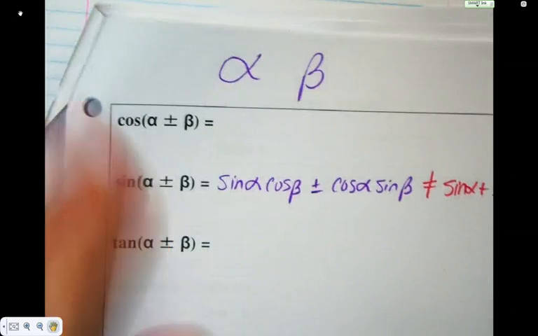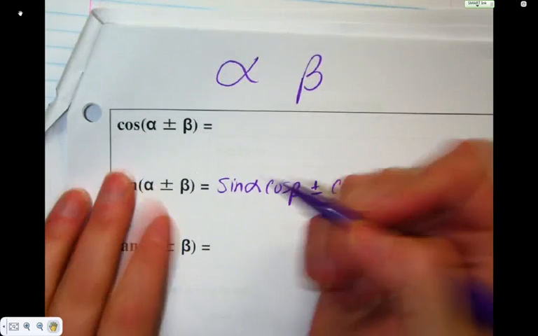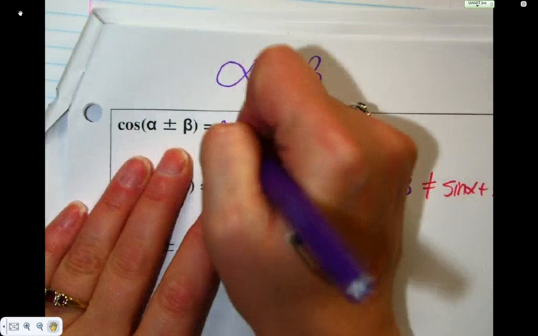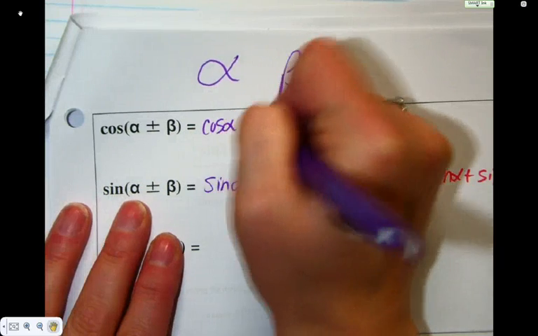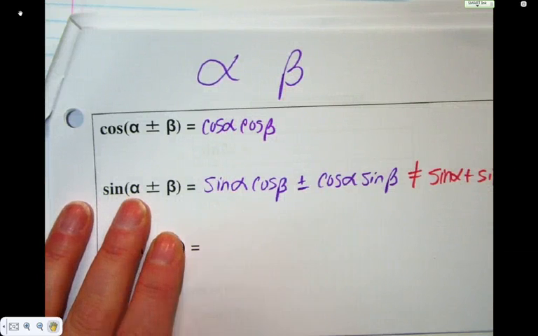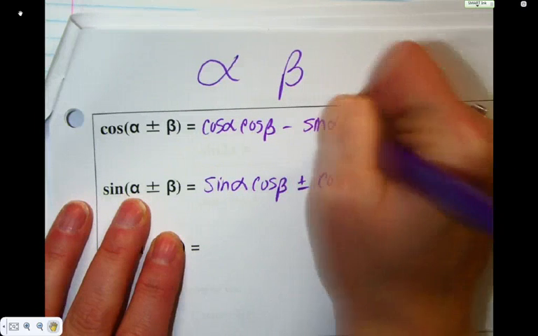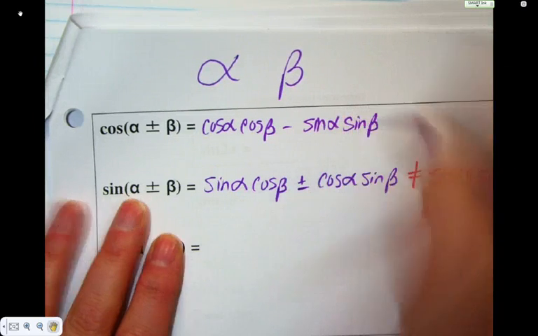Well, there's an equal formula for cos, and here's what it looks like. It says cos of alpha plus beta is the cos of alpha times the cos of beta minus the sine of alpha times the sine of beta.